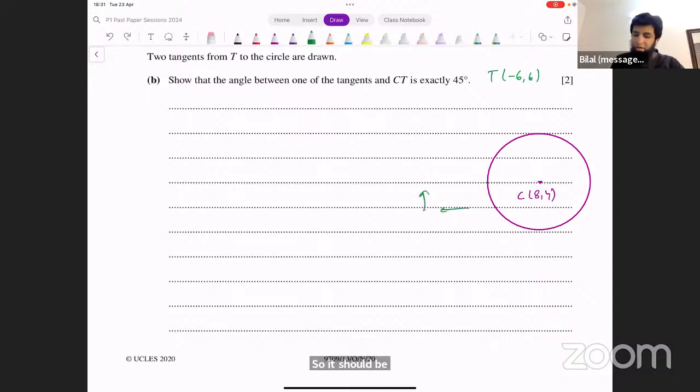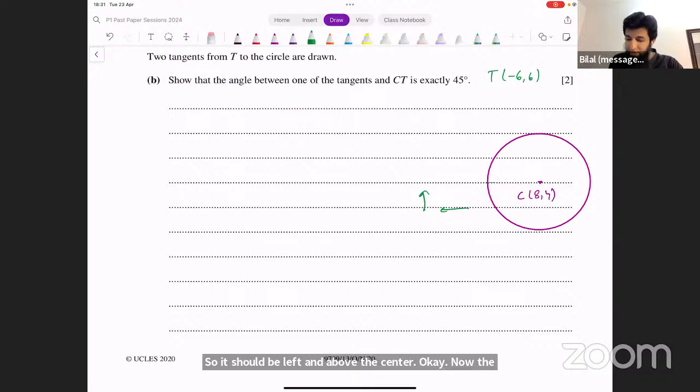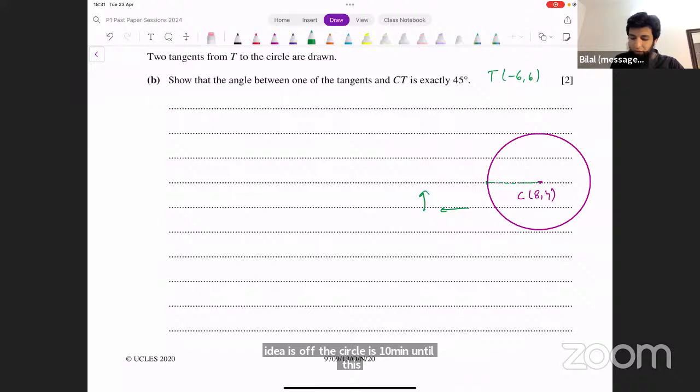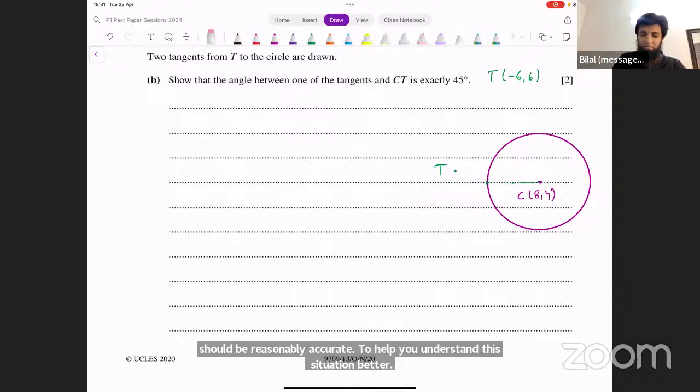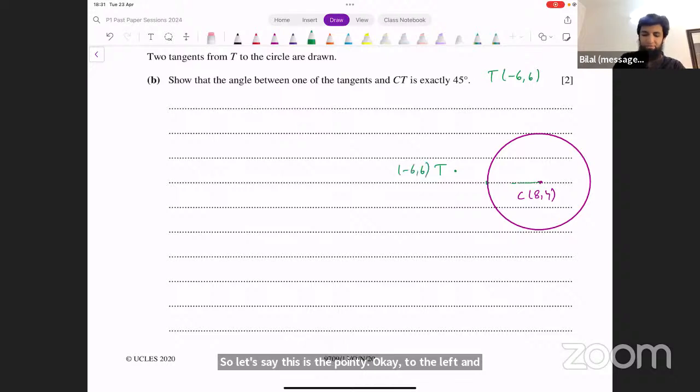Okay. Now, radius of the circle is 10 units. So until this point, it's already -2. So a few units more, it might be somewhere here. Let's call this point T. No, not this point, slightly above as well. So maybe here. Let's say T is here. Now, you don't have to be very accurate here, but it should be reasonably accurate to help you understand the situation better. So let's say this is the point T. To the left and slightly above, this is (-6, 6).